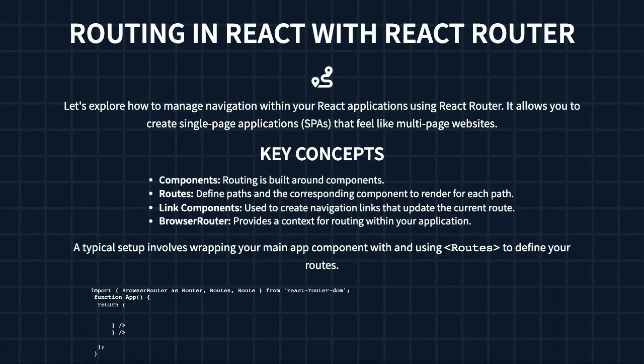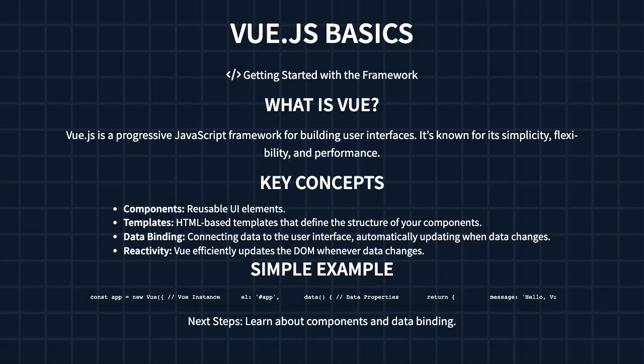Okay, so let's talk about routing in React. Think of it like creating a website that doesn't reload every time you click a link. React Router is the tool we use to make this happen. It's built around components and routes. Each route corresponds to a specific URL path and tells React which component to display when someone visits that page. We can easily create navigation links using the Link component, and it all starts with wrapping your main app component in a BrowserRouter.